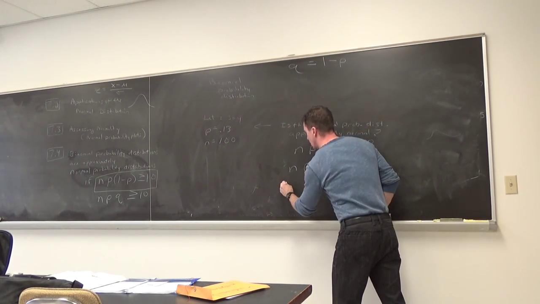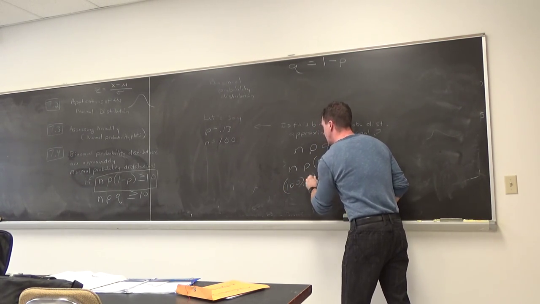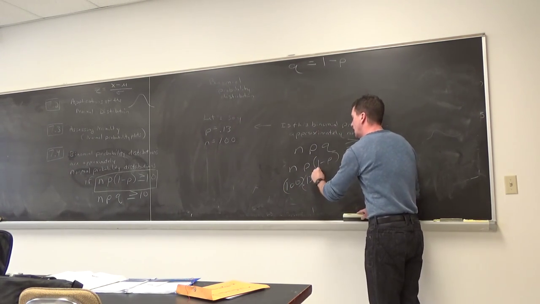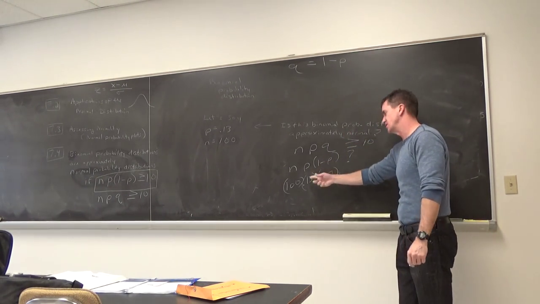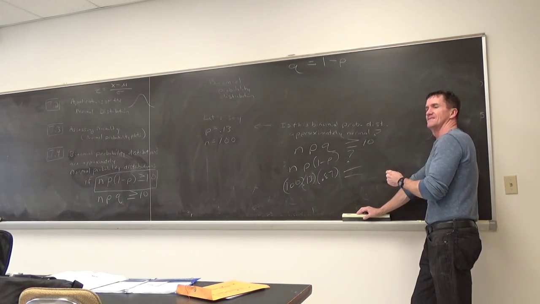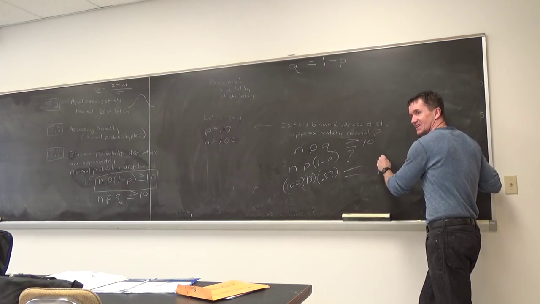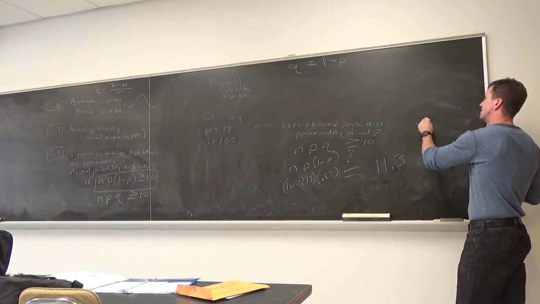And you get your 100 multiplied by 0.13 multiplied by 0.87. That's how we're getting that 1 minus p, we're just subtracting that. How big is that? Ooh, 11-ish? Mm-hmm. 11.31. 11.3, the answer is what? Yes. Yes.